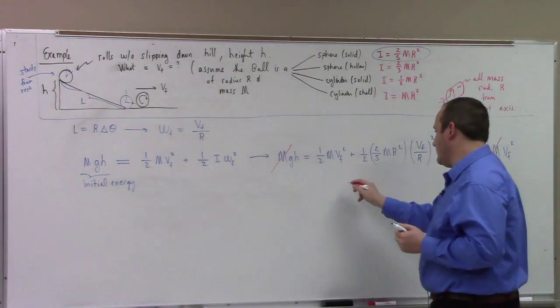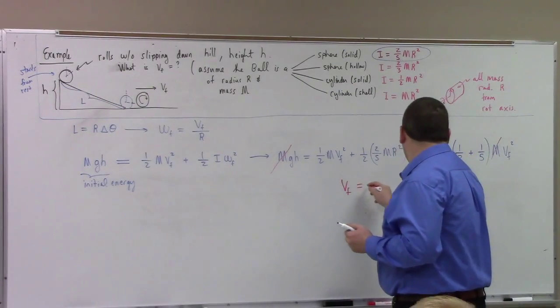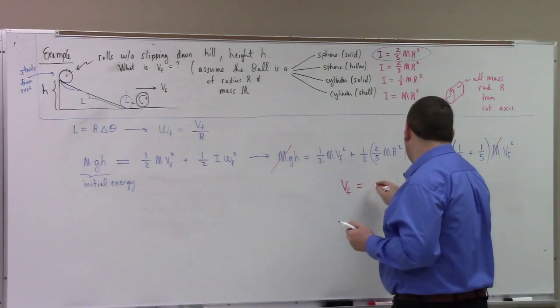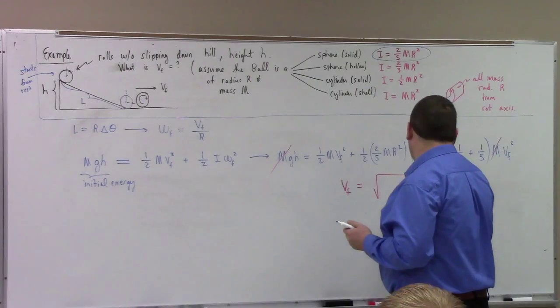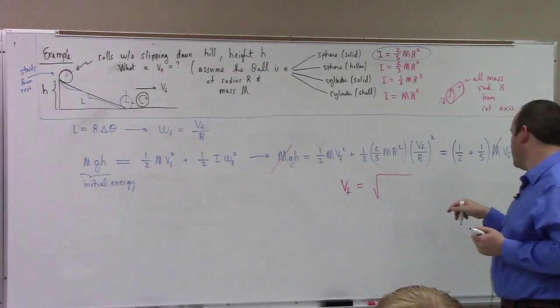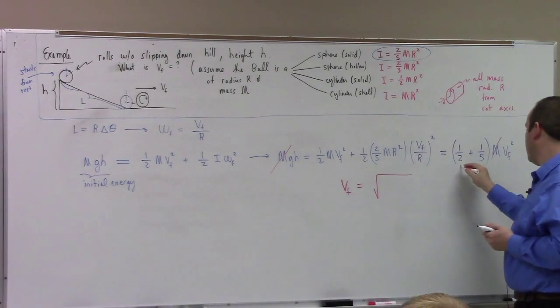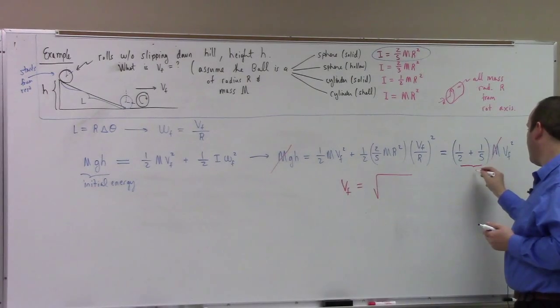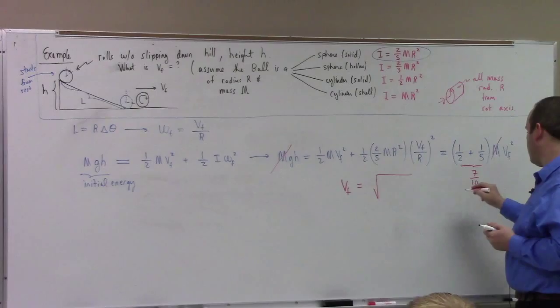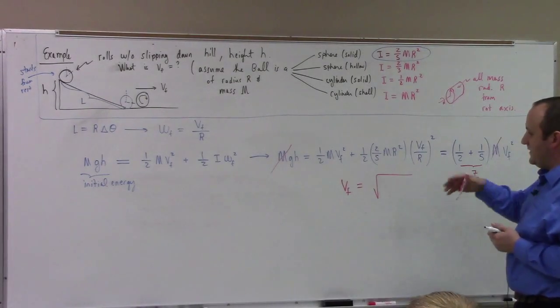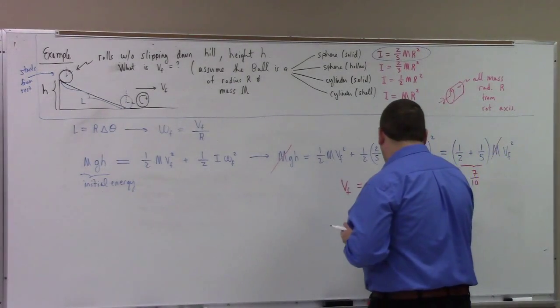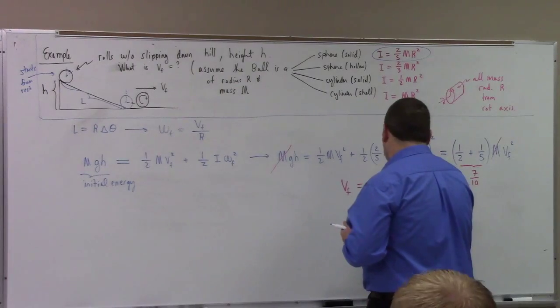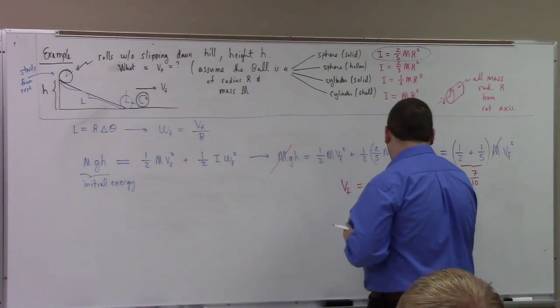And so we just get Vf is equal to the square root. What's 1/2 plus 1/5? Would you agree with 7/10? So if I multiply it to the other side, I get 10/7. So the square root of 10 gh over 7, yeah.